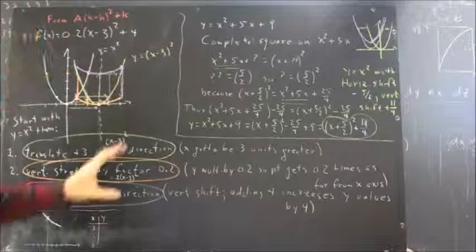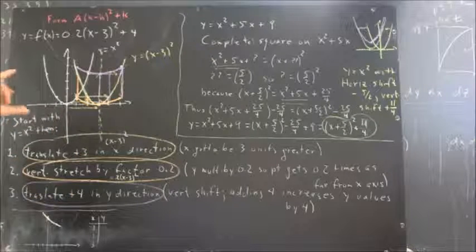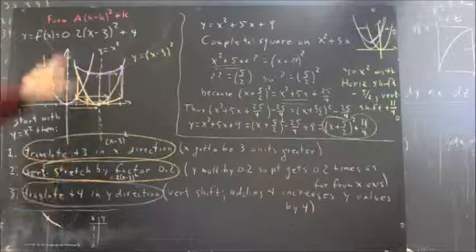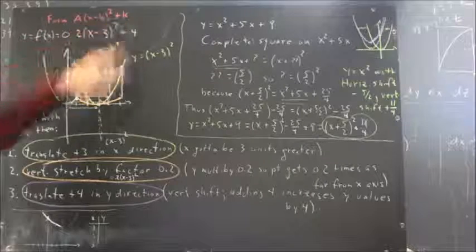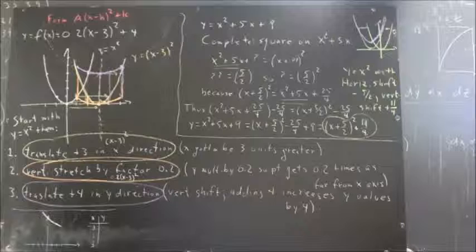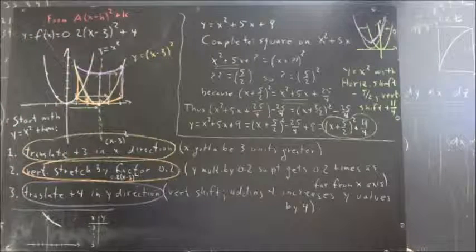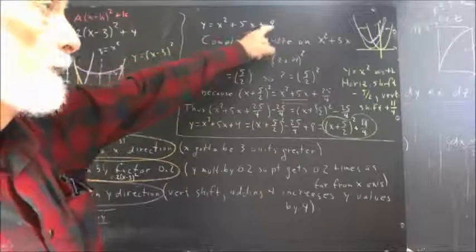Okay, so this process is the same process you would use anytime you had a function in this form. Now we're looking at quadratic functions. We're going to look at some functions that have to be put into this form. For example, y equals x squared plus 5x plus 9.